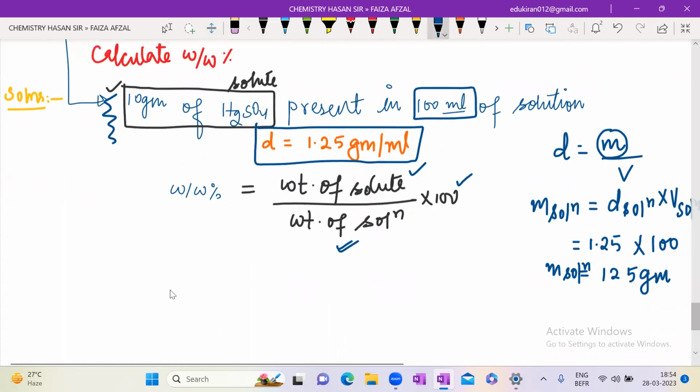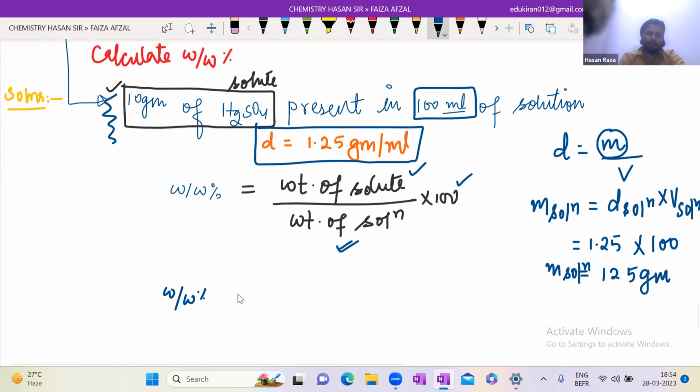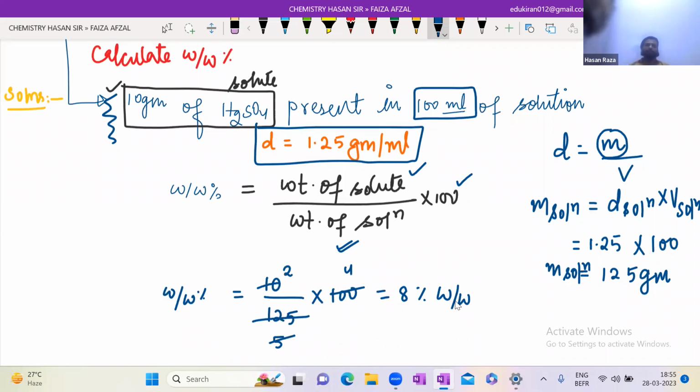Now you can easily put the value. Weight of solute is 10 gram. Mass of solution is 125 gram into 100. So you can easily cancel this: 25 5 ja 125, 25 4 ja 100, 5 2 ja 100, and you will get 8% weight by weight. Is that clear? Yes, sir. Okay, please write it and then let me know. Then we will move to the next concentration term.